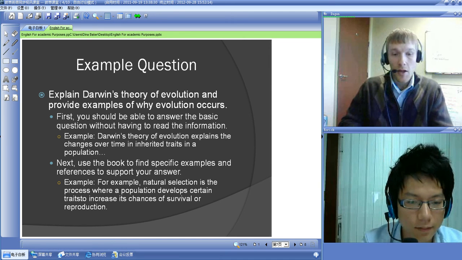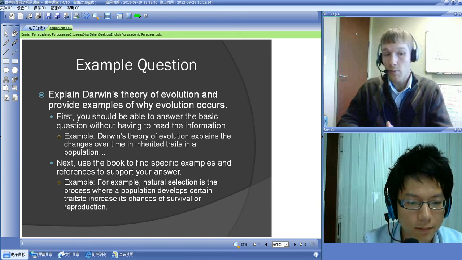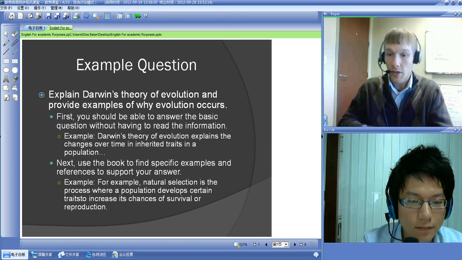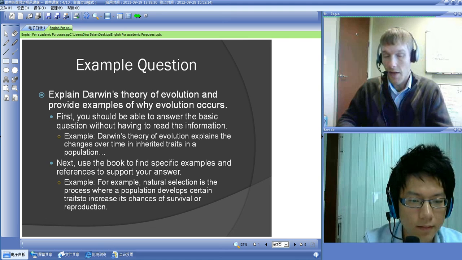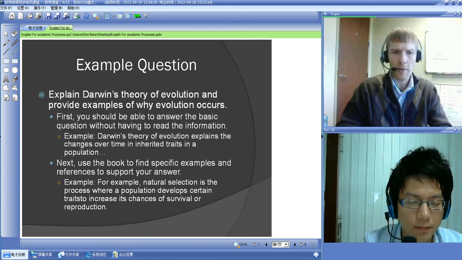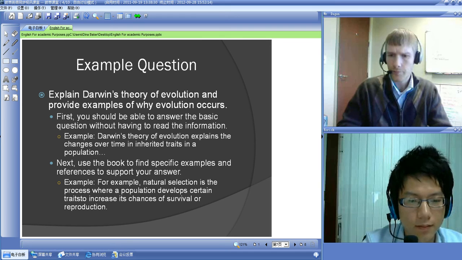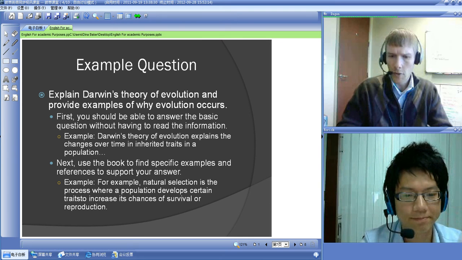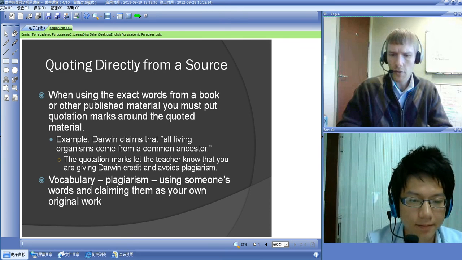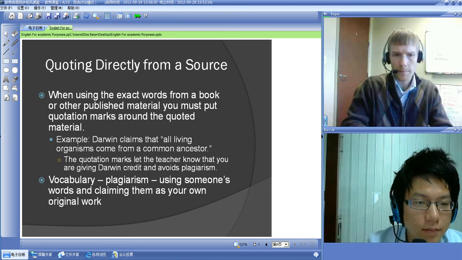Then they're going to ask you for a specific example. So you might go to the book in this case, look at specific examples, and you might come up with natural selection. And then you would define it, saying it's the process where a population develops certain traits to increase its chance of survival or reproduction. Any questions there about this example question? No. Okay, excellent.